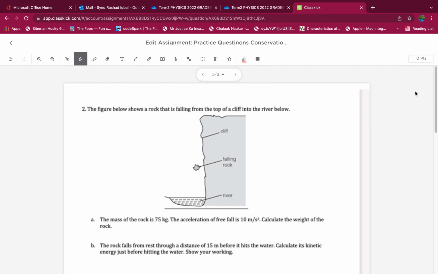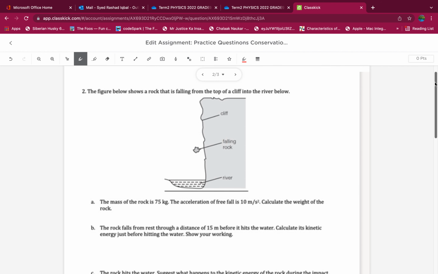Okay, now we'll see another question here. Look at that. The figure below shows a rock that is falling from the top of a cliff into the river below. This is the cliff, okay? It's falling into the river. Here is the river. The mass of the rock is 75 kg. This is the important quantity, mass. Mass is which English letter? M. The acceleration of free fall, the value of g, is 10 meter per second square. Calculate the weight of the rock.